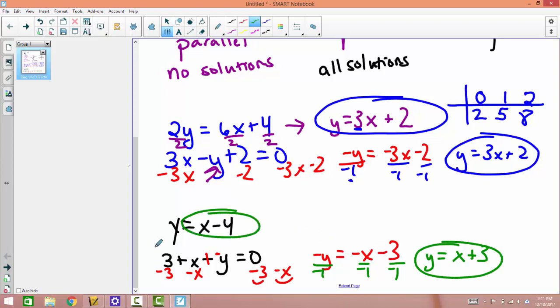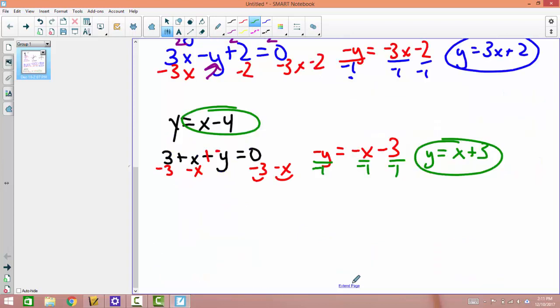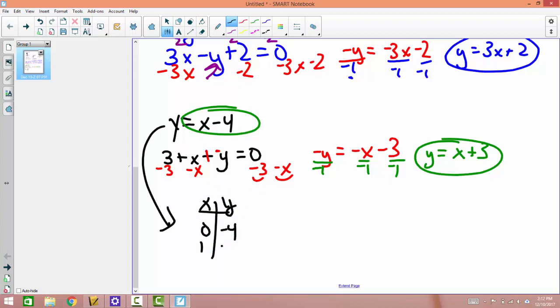This equation is y equals x minus 4. Both of them have the same exact slope of 1. So since they have a different y-intercept, they should be parallel lines that never cross each other. But we can confirm that. If you plug 0 into this equation, you get negative 4. 1 would give you negative 3. 2 would give you negative 2. If you make a table for this equation over here, 0 would give you 3. 1 would give you 4. 2 would give you 5.